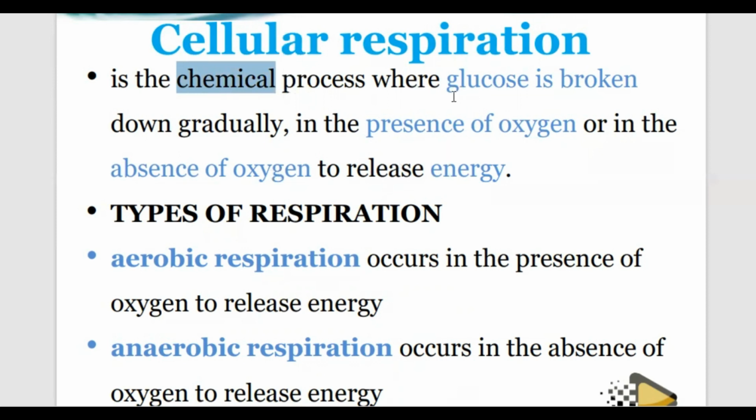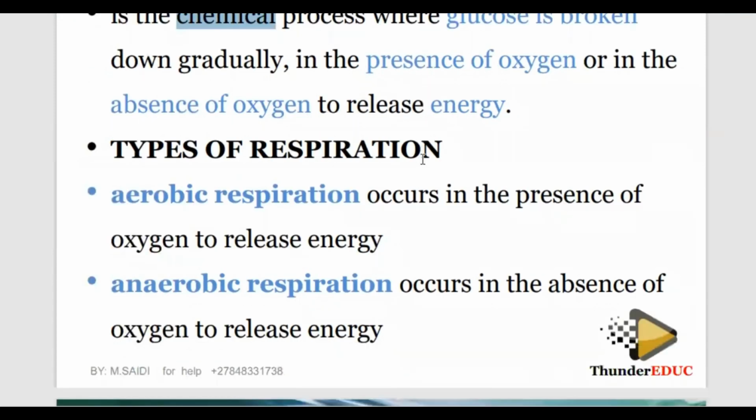Which chemicals are in there? We have what are called the raw materials, the things which are supposed to be present, and you also have what we call the enzymes. The enzymes are also supposed to be present so that this process can take place. So that's what we call cellular respiration. We have two types of cellular respiration. The first type is called aerobic respiration. The second one is called anaerobic respiration.